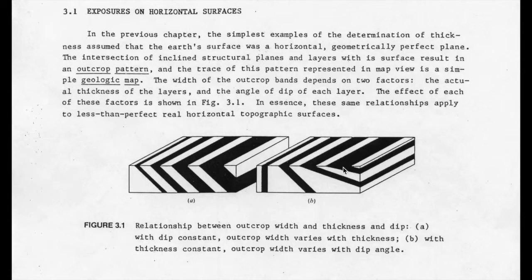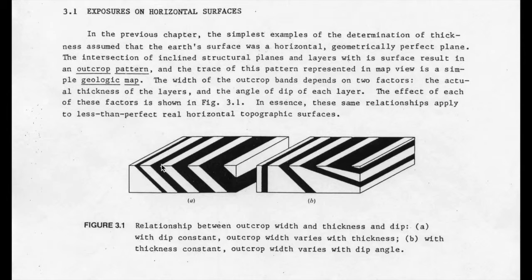So the extreme version of this is you have horizontal beds, and then the entire surface will just be all the same unit. That doesn't mean that the unit is extremely thick. It could be very thin. It just happens to be that the surface of the Earth is just exposing that thin layer.